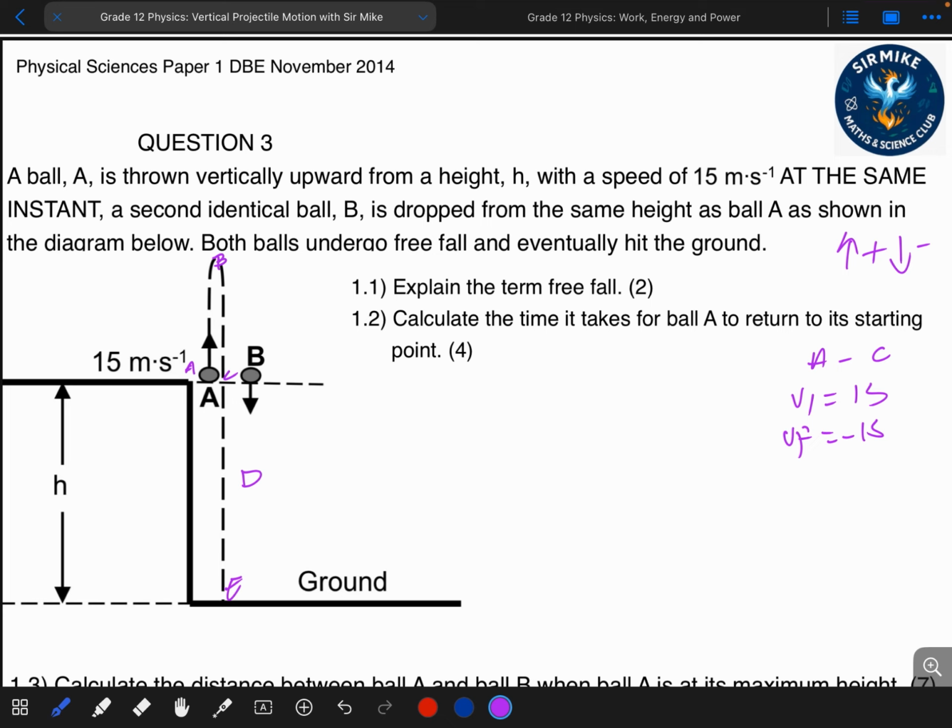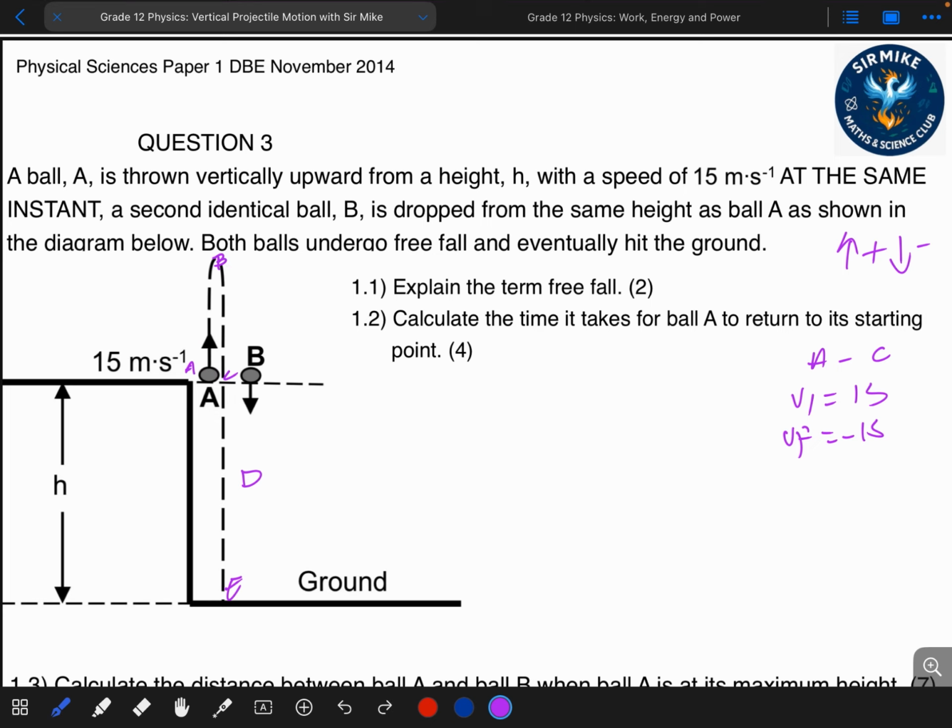Now remember what we also said in the previous lessons on vertical projectile motion, right at the beginning: the time taken by the object to travel between point A to B is the same amount of time to travel between point B and C. So if I know how long it took object A to travel between point A and B, then to determine the time to travel between point A and C, I just take that time and multiply it by 2.